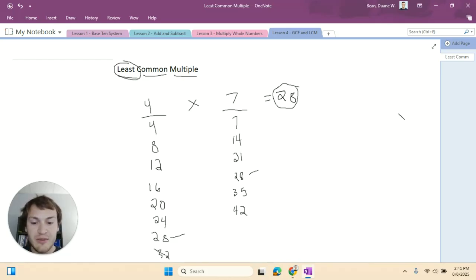So really, we didn't have to do 32. We didn't have to do 35 and 42. If I had started off by multiplying these two numbers, I would have known to stop once I hit 28, right? So that is a common multiple. Let me give you another example.